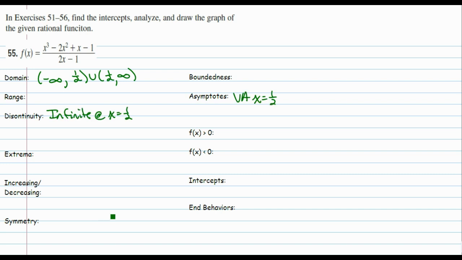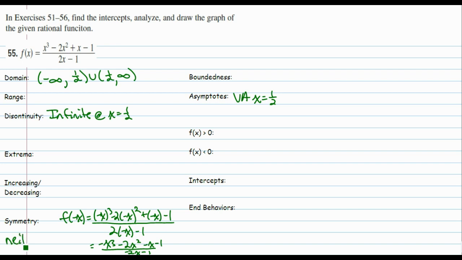I'm going to test the function for symmetry by plugging in negative x. Since I didn't end up with the exact same thing I started with or the exact opposite, neither odd nor even symmetry applies here. Since the numerator is difficult to factor, I'm going to wait to find the x-intercept until I graph on my calculator, but I can find the y-intercept.